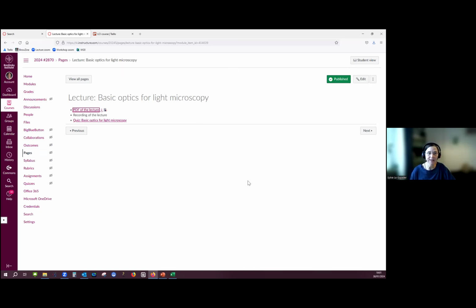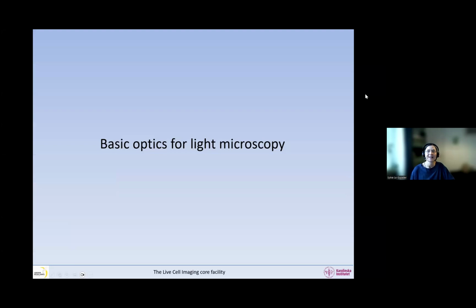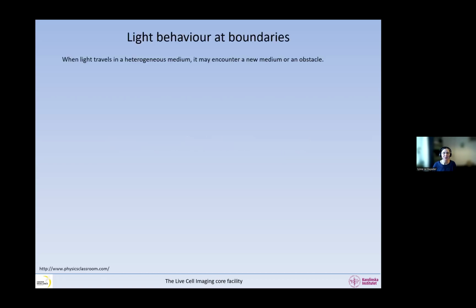Okay, so now we're here, and this is the basic optics for light microscopy. So that's what I'm going to talk about now. I think it's important to understand a little bit how an image is formed, so that you can understand the consequences of you being a bit sloppy with your sample, maybe, and also the importance of the objective and all this type of things that we will talk about later during the week. So let's do a little bit of optics.